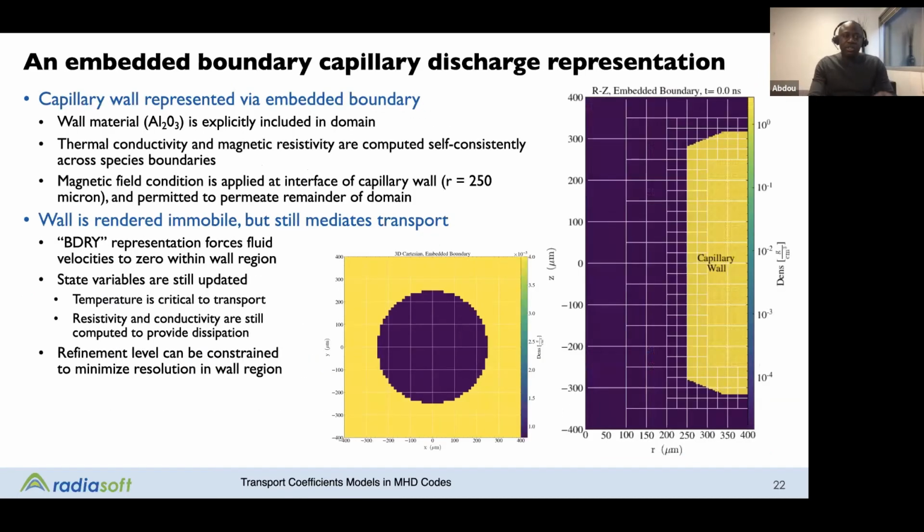Let's go check it. So back to our capillary simulations. We used an embedded boundary capillary representation. The figure here at the left shows what our capillary looks like. The wall, which we represent explicitly using alumina, is part of the domain. Thermal conductivity and magnetic fields are computed self-consistently across the boundary. And the magnetic field is applied right at the capillary wall here at 250. And the boundary is fixed. It's described as a fluid, but it has zero velocity.